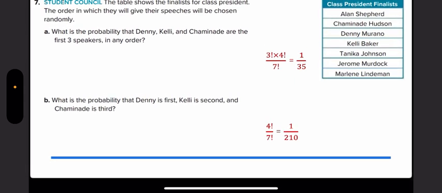Now, the last one here: what is the probability that Denny is first, Kelly is second, and Cheminade is third? Now I know the order, which means I can go to the answer from part A and just remove the 3 factorial for the unknown order, because I know their order now. So there is no need for the 3 factorial anymore. This is a very good example to understand the difference if you know the order and if not.